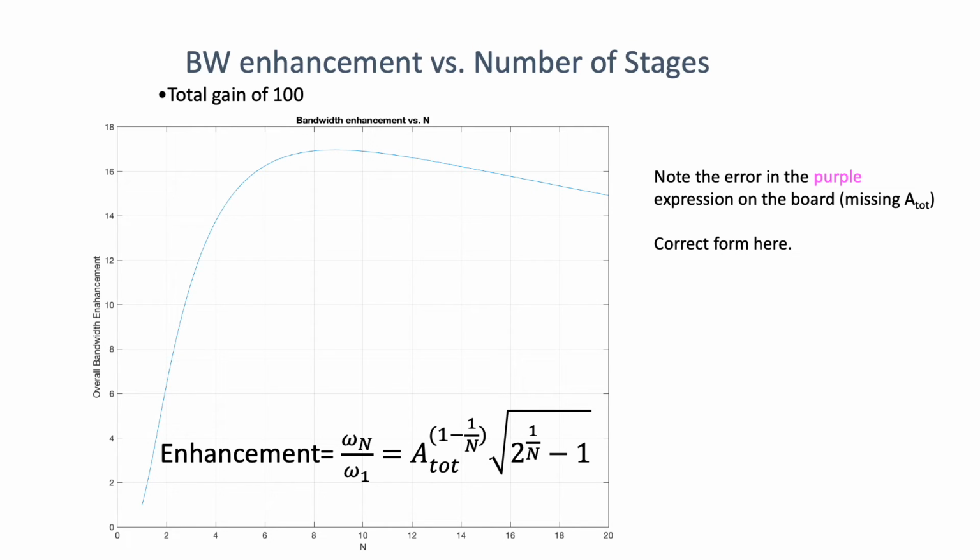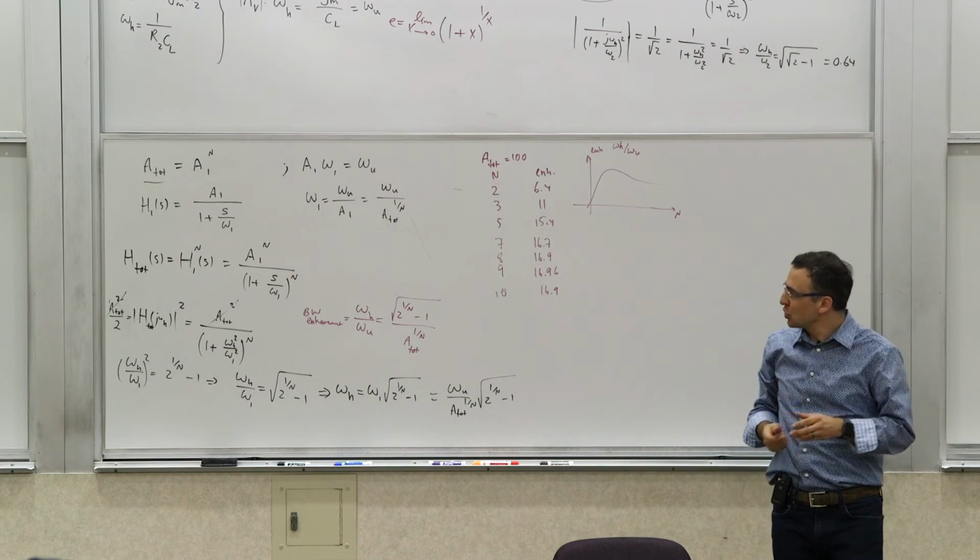I have a bunch of numbers. 5 is 15.4. 7 is 16.7. 8 is 16.9. 9 is 16.96. And 10 is 16.9. And then if you go above that, it starts dropping. So there clearly is an optimum, actually. And there are these curves that you can look at that show the optimum. It goes up like that and comes back versus n. So this is the enhancement. You can just plug in numbers.